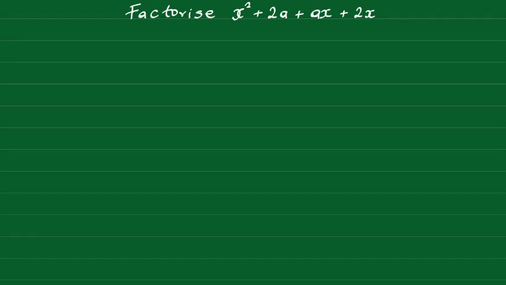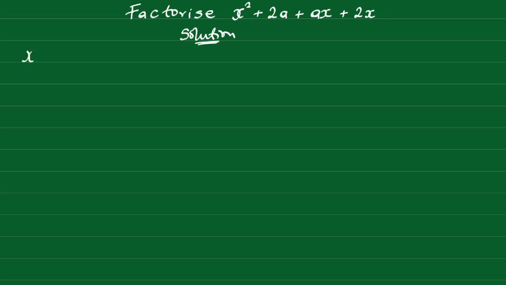All right, welcome. We have this question from JAMB 1986, question 20, where we are asked to factorize x squared plus 2a plus ax plus 2x. Now, quickly we dive into this question by writing solution. Solution. Next, we copy out our expression.